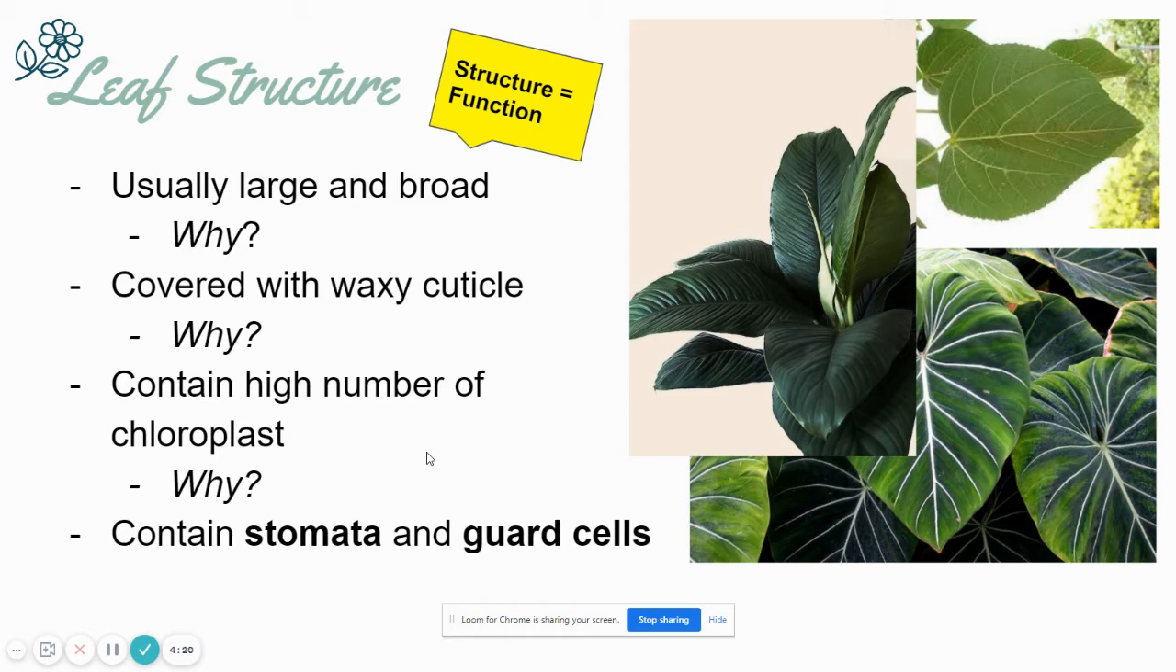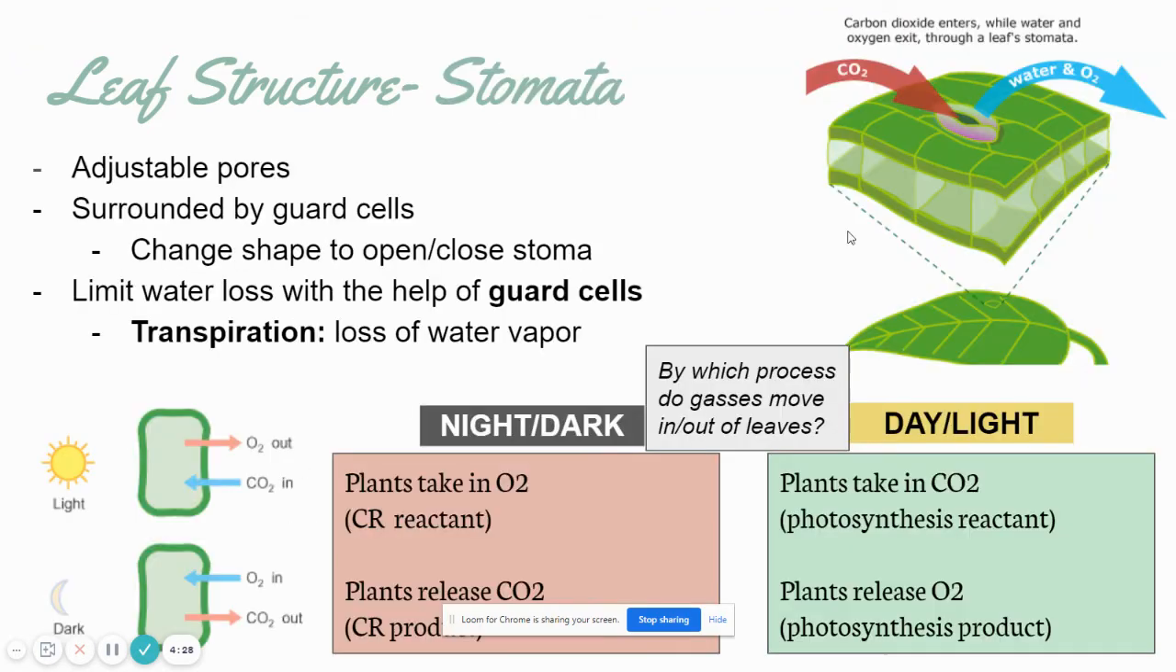In addition, leaves contain structures called stomata and guard cells. And these structures we cannot see with our naked eye. They will be visible underneath a microscope, but they look something like this. So notice that the stomata is essentially a tiny little hole or pore on the surface of the leaf that can be viewed underneath a microscope.